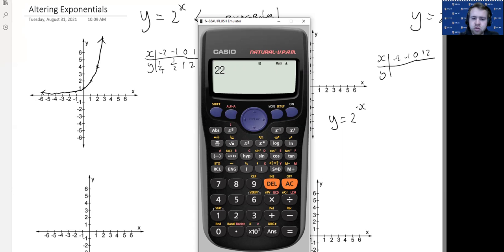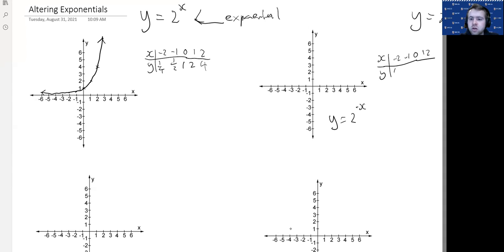So 2 to the power of -2, which is the same as just +2, is going to equal 4. And then 2 to the power of -1 is just 2 to the power of 1, which is just 2. And then we get 1, and then we get 1/2, 1/4. So you can see here, it's the same as the graph we had before. We've just swapped the values of y with the different signs of x.